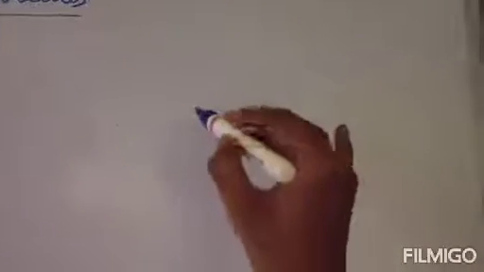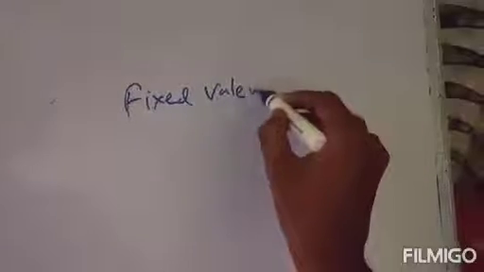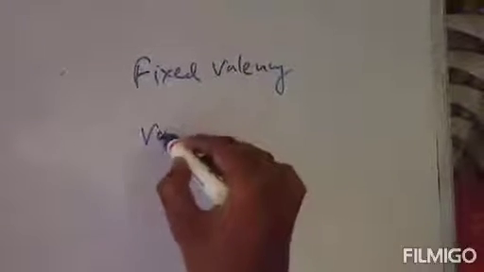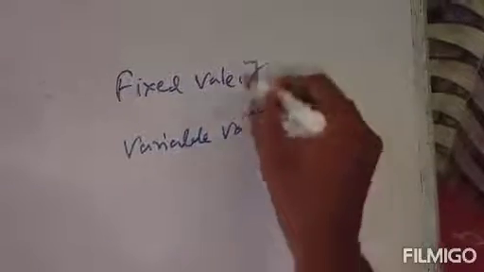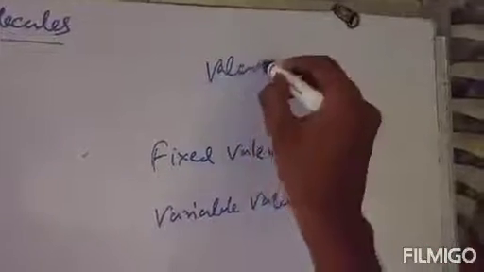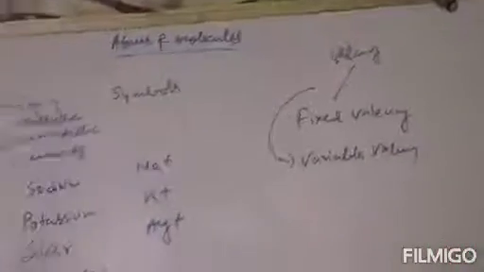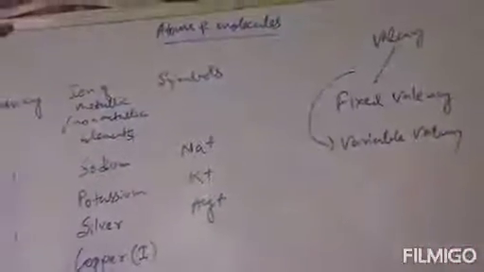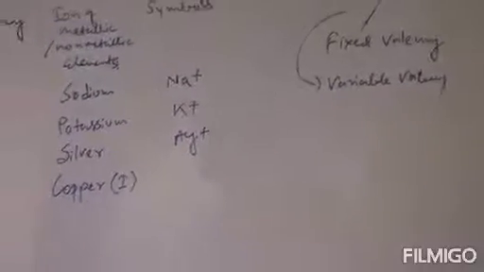Now what is variable valency and what is fixed valency? Valency is actually of two types: one is fixed valency and the other is variable valency. Fixed valency means some metals, non-metals or ions have a fixed charge over them. They are known as fixed valency.